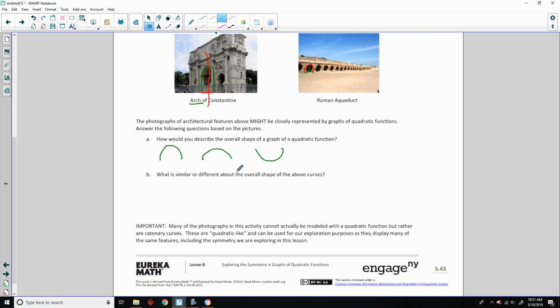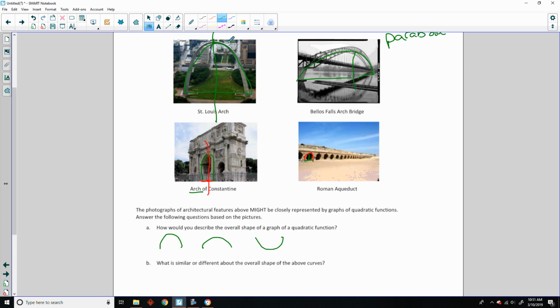B says, what is similar or different about overall shape of the above curves? Well, what is similar? Well, they all have a maximum. They all have a height where they reach the top and then turn and go back down. What else do they have that is similar? They all are U-shaped upside down. They all have the highest point. That was the maximum. And what's the difference?